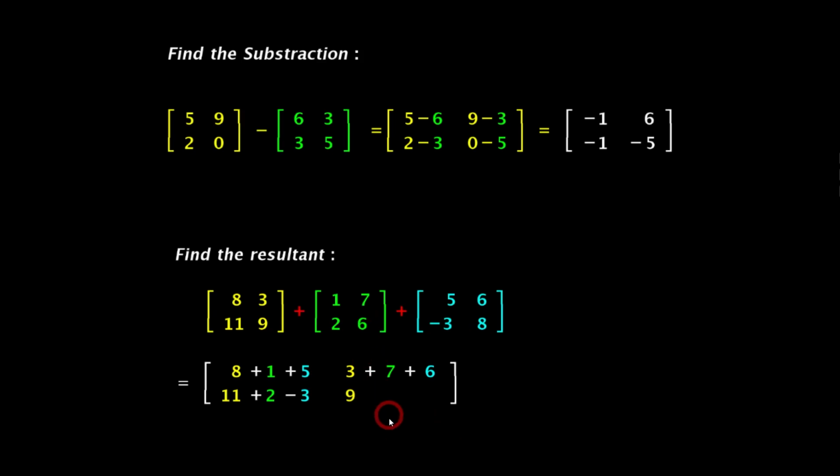So it's 9, the 6 from there, and the 8 from there, and we put a plus in between because they have to be added. The resultant is going to be a 2 by 2. All we do is simplify the values. 8 plus 1 is 9, 9 plus 5 is 14. Next is 3 plus 7 is 10, 10 plus 6 is 16.